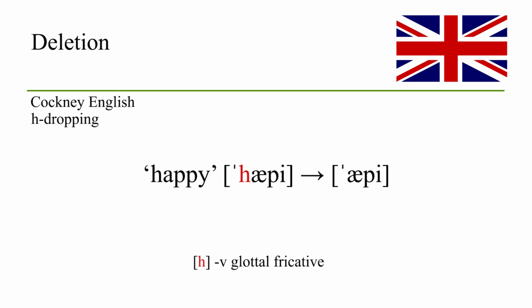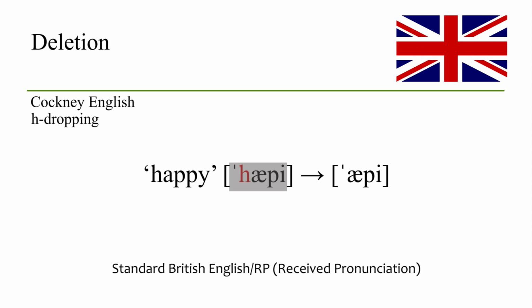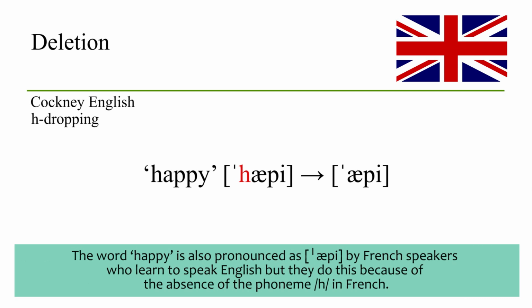In Standard British and Standard American English, and Standard British is called RP, as they say, which is received pronunciation, yeah, in RP or Standard General American English, it's pronounced. In the name there is no ha, it's H, but the word is happy, it's not happy. But interestingly, in French, they don't also have ha, and they also pronounce the word happy as happy. And so that's also an example of deletion.